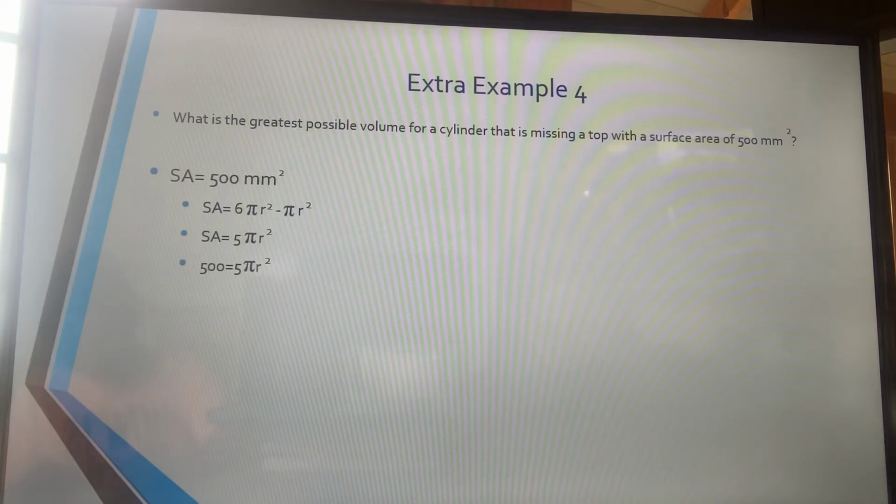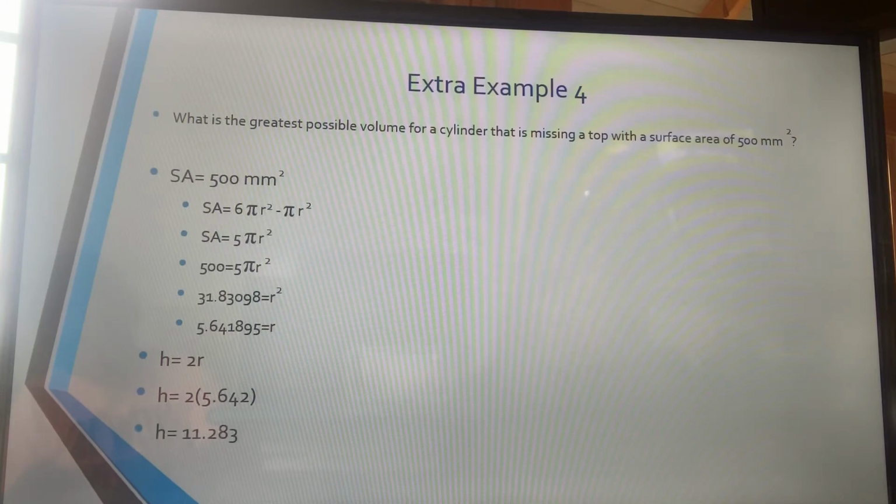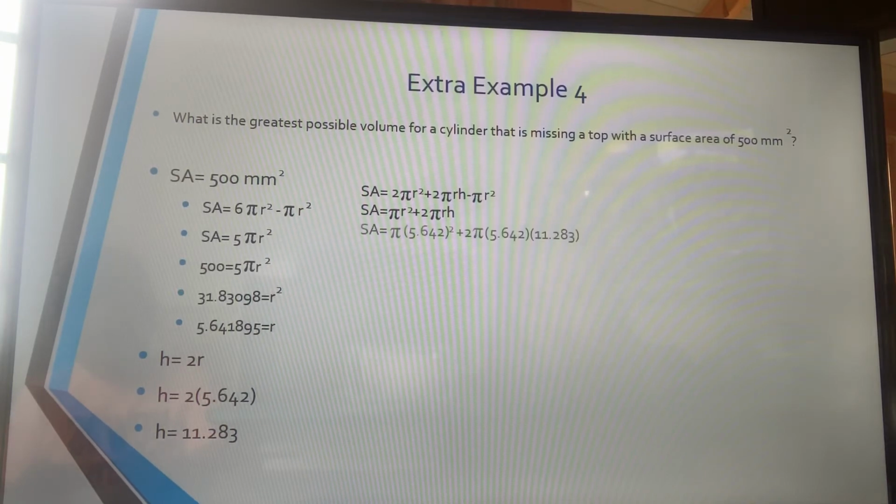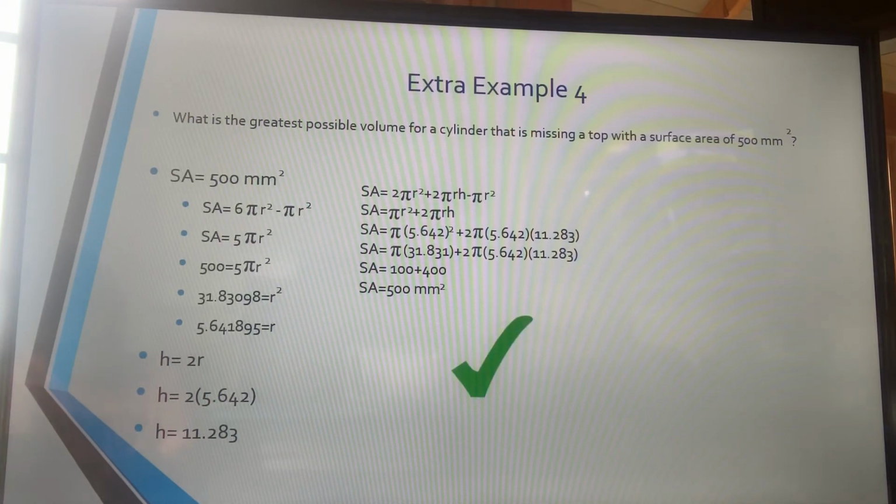Substitute the surface area in and use inverse operations to solve for r, which is about 5.6. To calculate height, do 2 times r. So our height is about 11.3. Substitute this into the surface area equation and remember to take off pi r squared because it is missing a top. Solve to get 500 millimeters squared. Because the answer matches the original surface area given, it is correct.